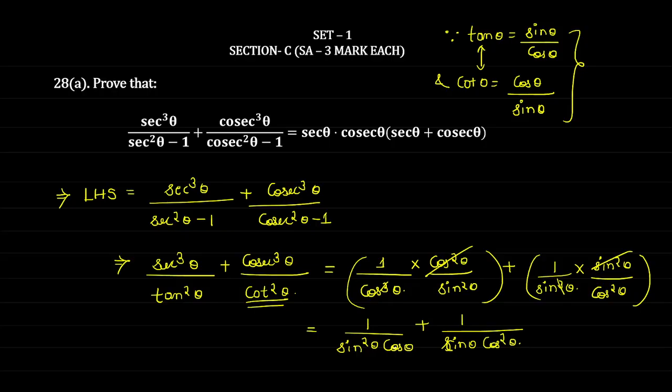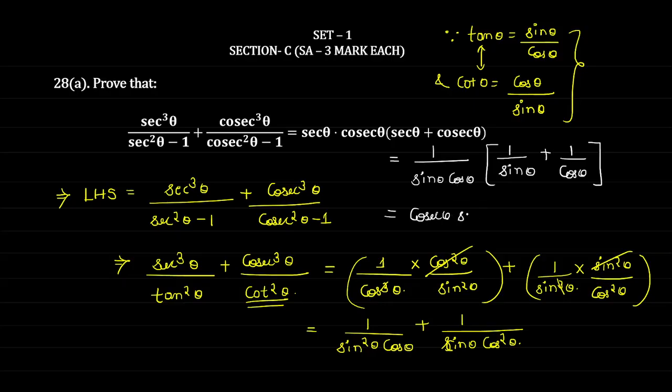Now clearly we can see what is common here. Sine theta cos theta is common. So let's continue here. 1 divided by sine theta cos theta is common. What is left here is 1 by sine theta, plus what is left in the second term, that is 1 by cos theta. Now 1 by sine theta is cosec theta, 1 by cos theta is secant of theta, so we get cosecant of theta plus secant of theta.